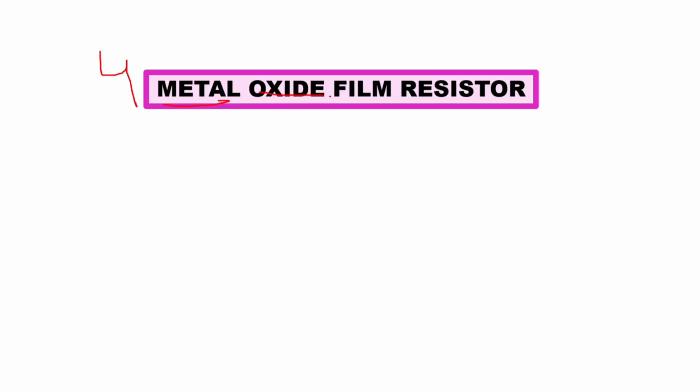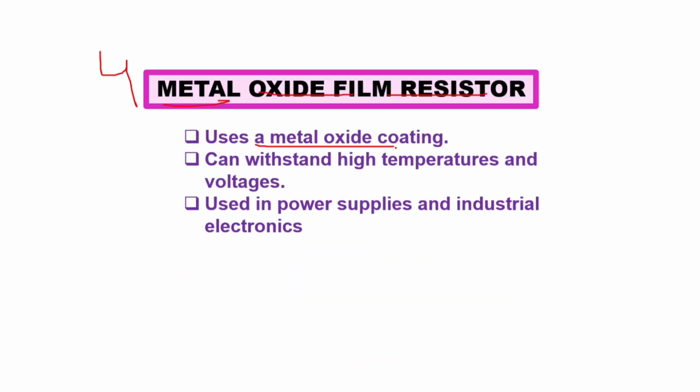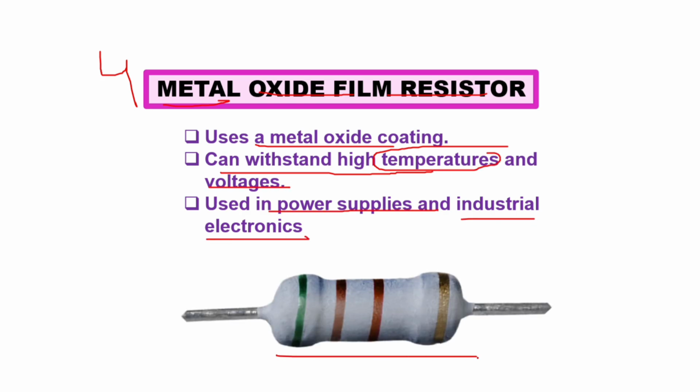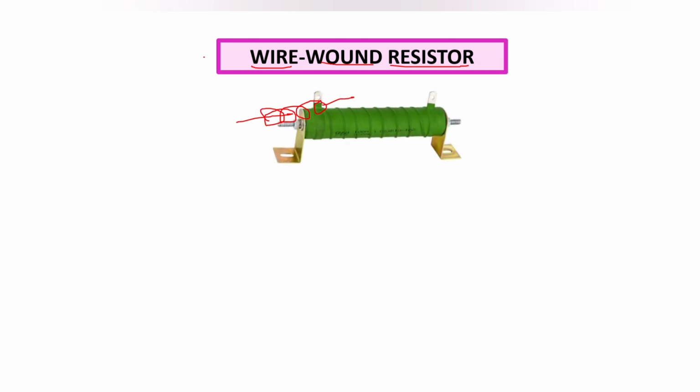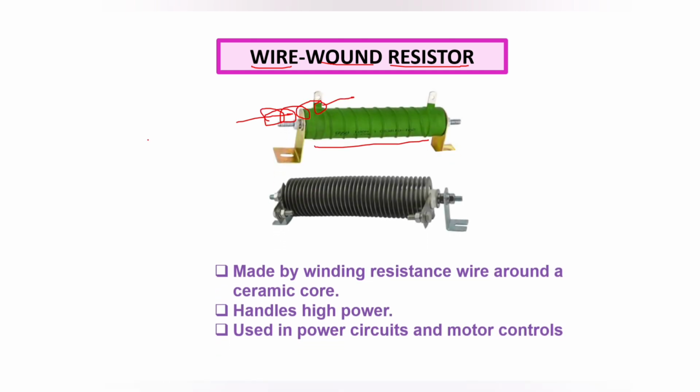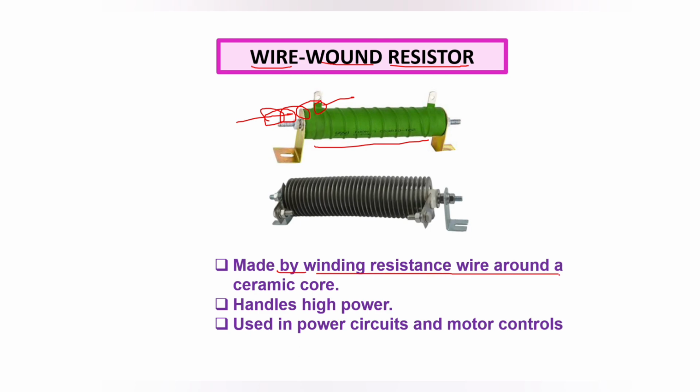Next is the metal oxide film resistor. It uses a metal oxide coating. It can withstand high temperatures and high voltages. It is commonly used in power supplies and industrial electronics. Finally, the wire wound resistor. It is made by winding resistance wire around a ceramic core. It can handle high power and is commonly used in power circuits and motor control applications.